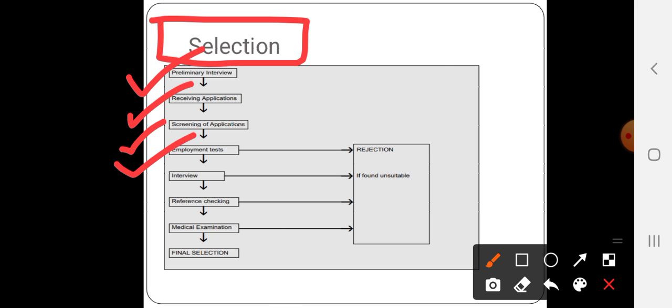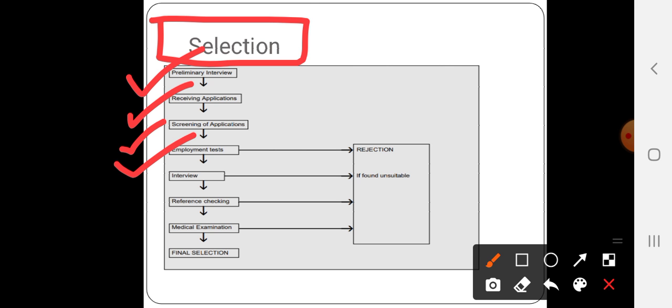So once your application is shortlisted, they'll mail you for a test, which can be of different kinds. It can test your English grammar, your general knowledge, or your computer knowledge and computer skills. Sometimes they might check logical reasoning. So that is a test.